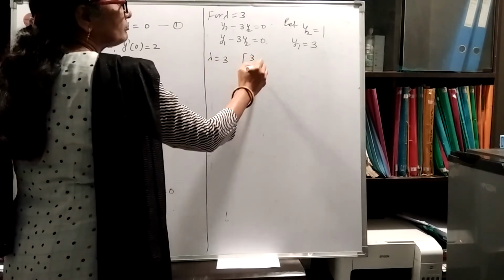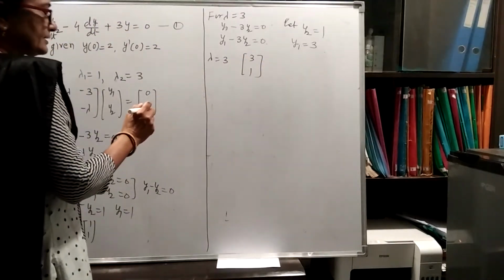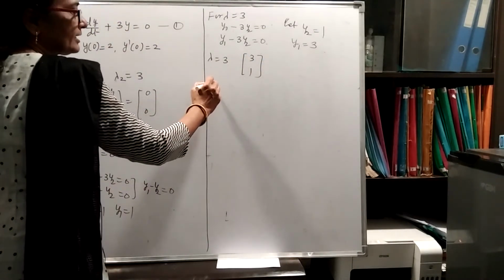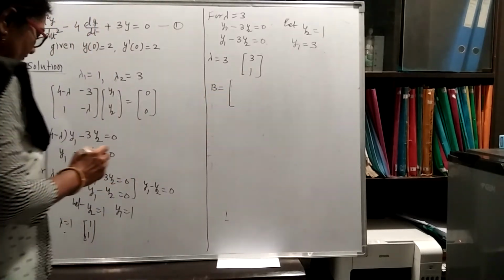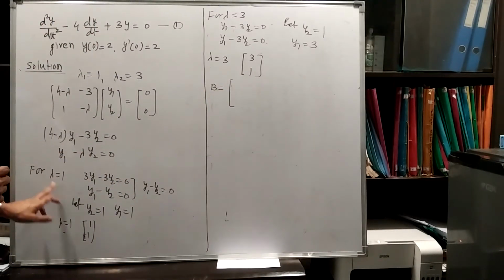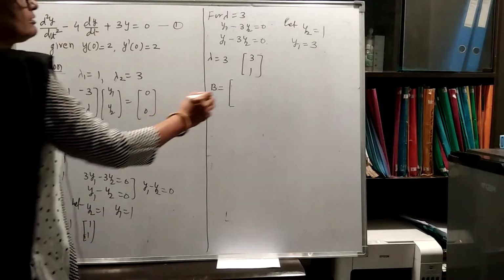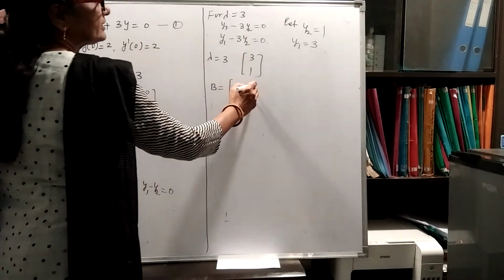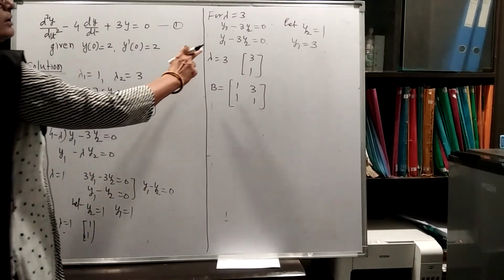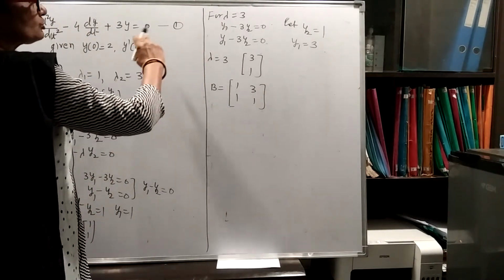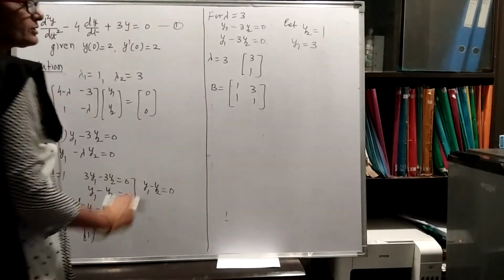So the corresponding eigenvector for lambda is equal to 3 is 3 and 1. So the modal matrix for matrix A is, suppose, B, and B has the eigenvector for lambda 1, which is 1 and 1, and for lambda 2 it is 3 and 1. So this is the modal matrix for matrix A, the A that we found.